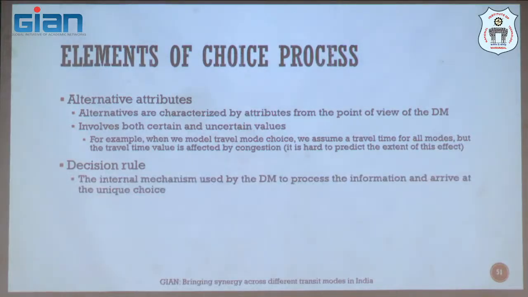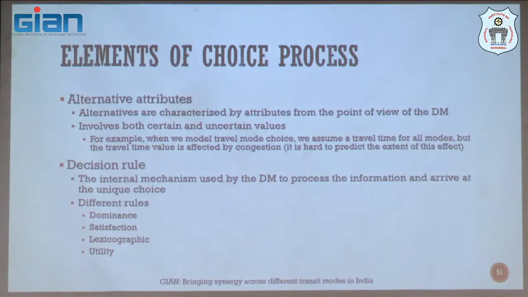There are different rules used in the literature. I'll quickly list them and then we'll talk about each. Dominance, satisfaction, lexicographic, and utility approaches. The dominance rule is a very basic rule. What it says is, if one alternative outperforms other alternatives in all metrics, so in the mode choice case, that's the fastest travel time, lowest cost, and highest comfort.